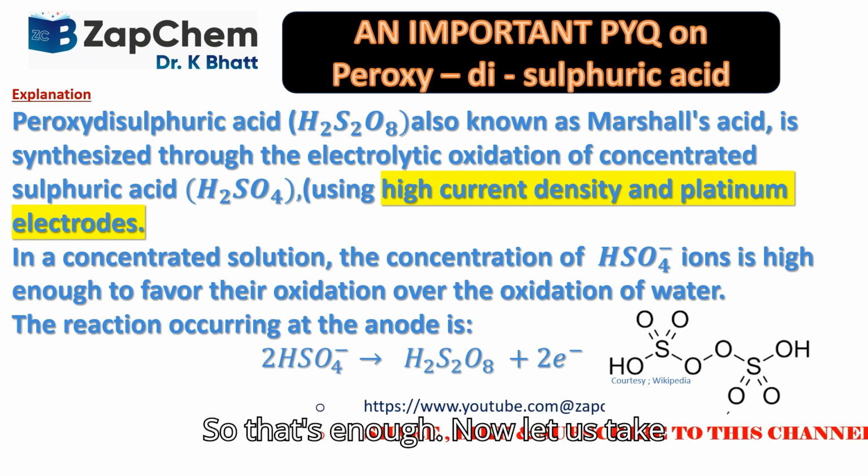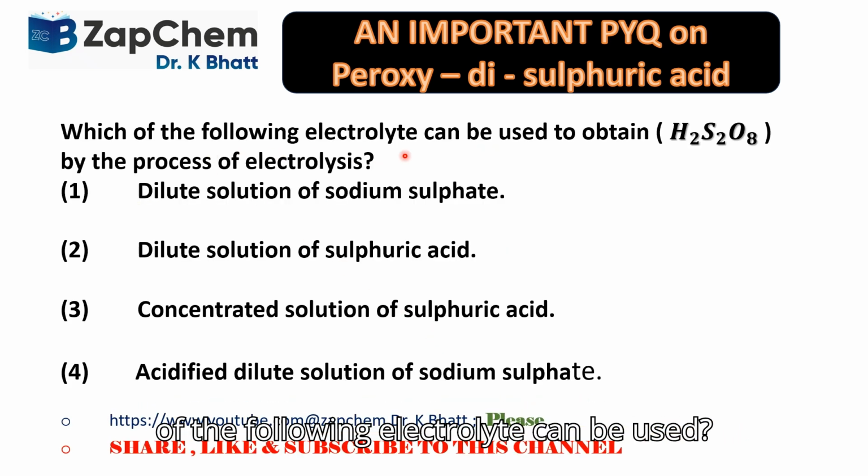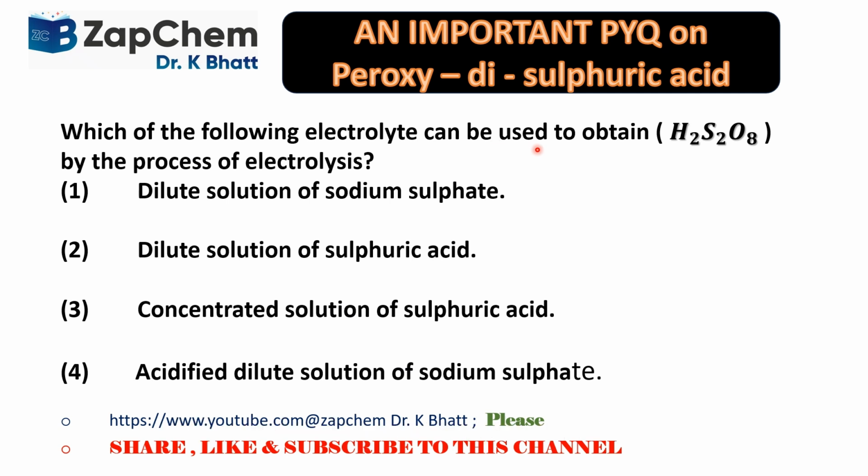So that's enough. Now let us take up the question. The question is, which of the following electrolyte can be used to obtain H2S2O8, that is peroxy disulfuric acid? 4 options are given, and which will be the correct option? We have now understood that it is here option 3, that is the concentrated solution of sulfuric acid, is the correct answer. But anyway, we have to look at the other options also and find out why they are wrong.